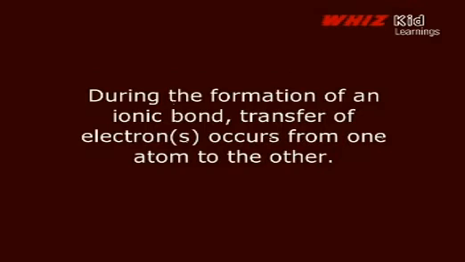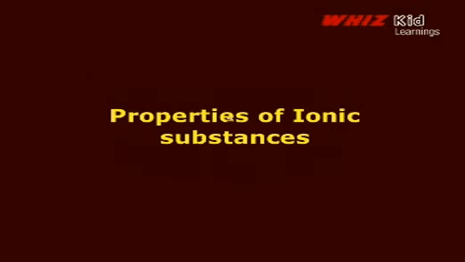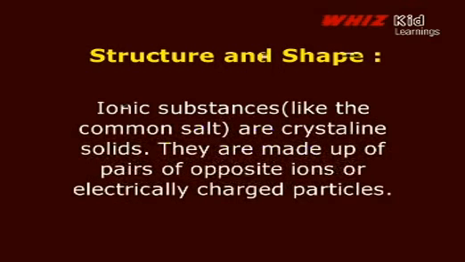During the formation of an ionic bond, transfer of electrons occurs from one atom to the other. One atom loses electrons from its outermost orbit, forms a positive ion, and thereby attains the electronic configuration of the nearest noble gas.